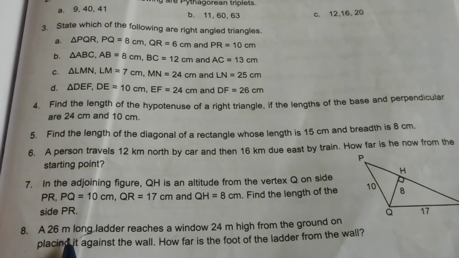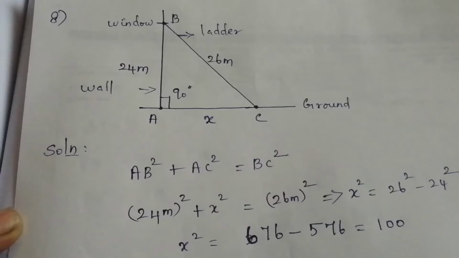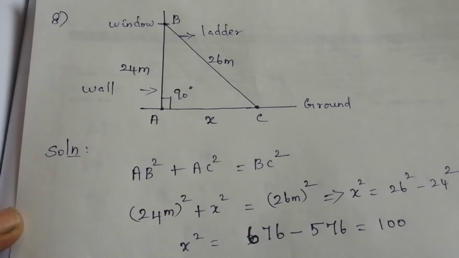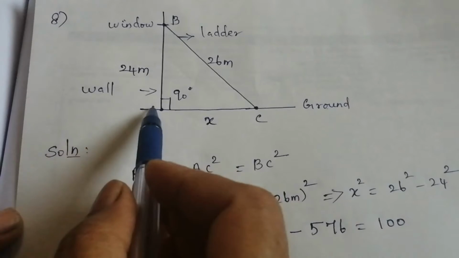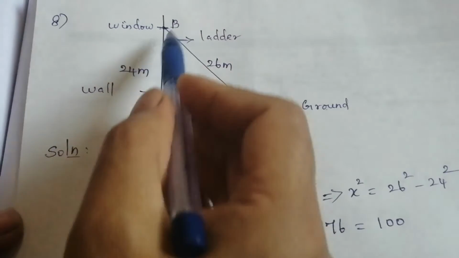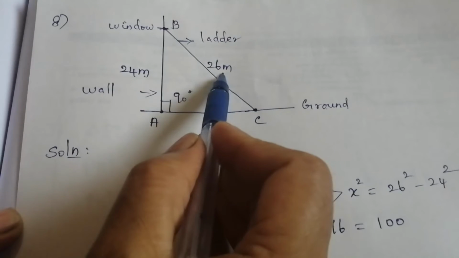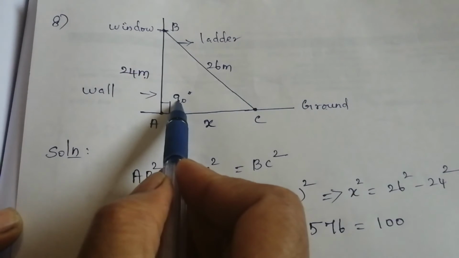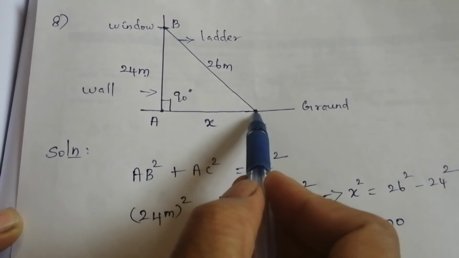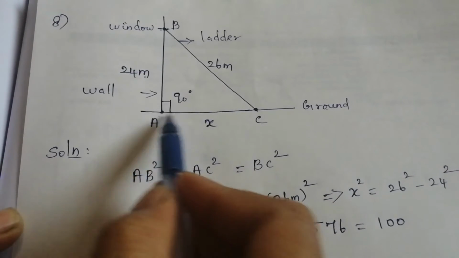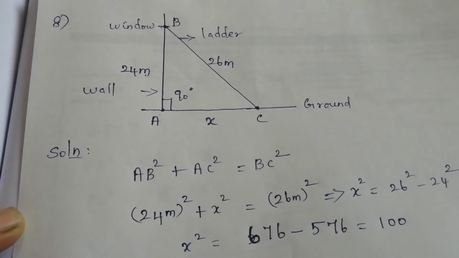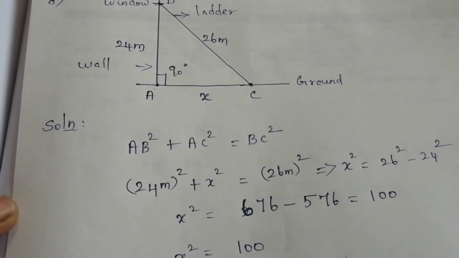Problem 8. A 26 meter long ladder reaches a window 24 meter high from the ground on placing it against the wall. How far is the foot of the ladder from the wall? To solve this problem, we have to draw the diagram, and this is the ground and this is the wall and this is the window. Its height is 24 meter and this is the ladder. Its length is 26 meter and this forms 90 degree, and the distance between the ladder and the wall is x.